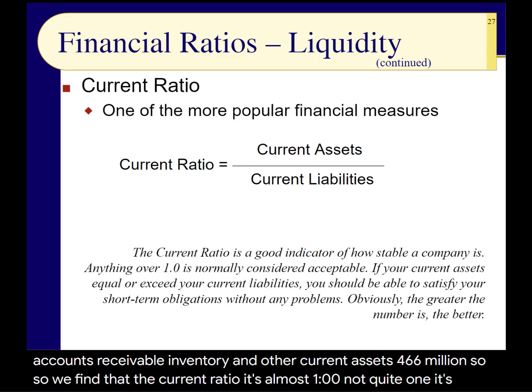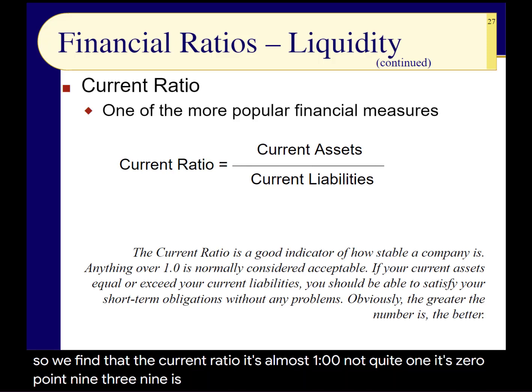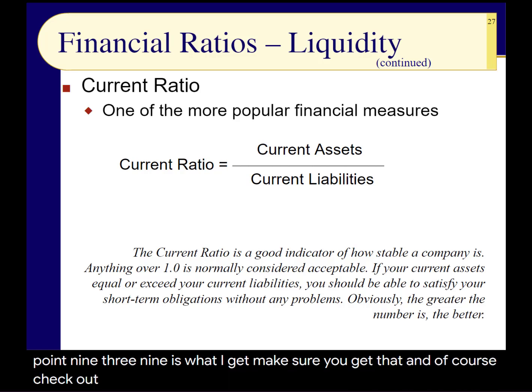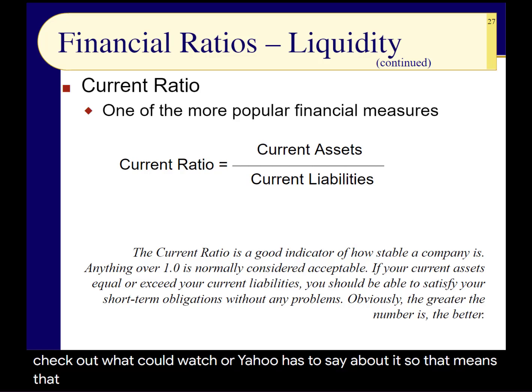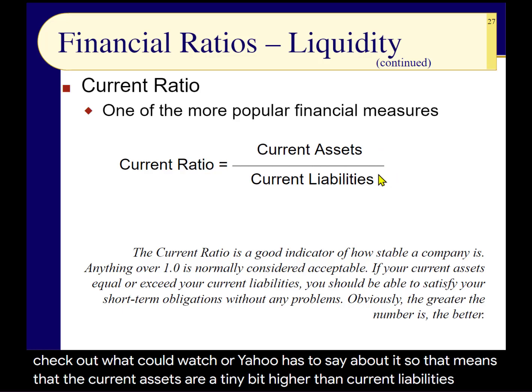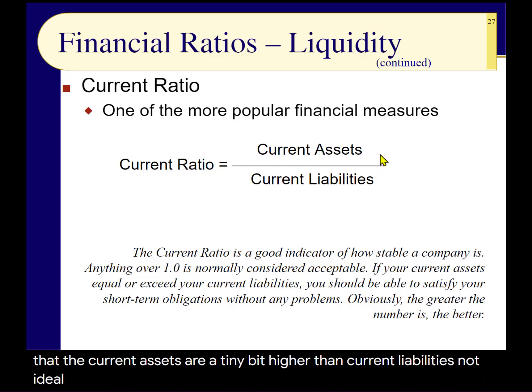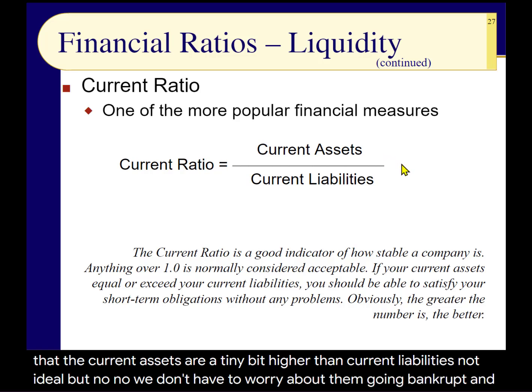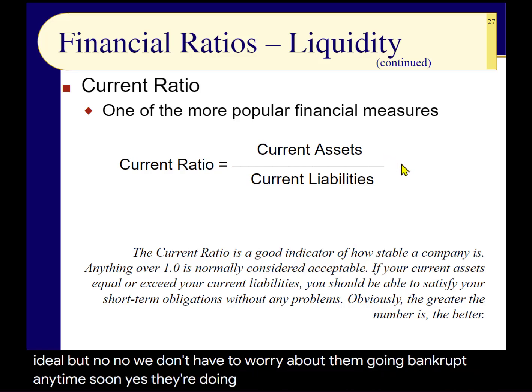It's 0.939 is what I get. Make sure you get that. And of course, check out what Morningstar or MarketWatch or Yahoo has to say about it. So that means that the current assets are a tiny bit higher than current liabilities. It's not ideal, but oh no, we don't have to worry about them going bankrupt anytime soon. Yes, they're doing just fine.